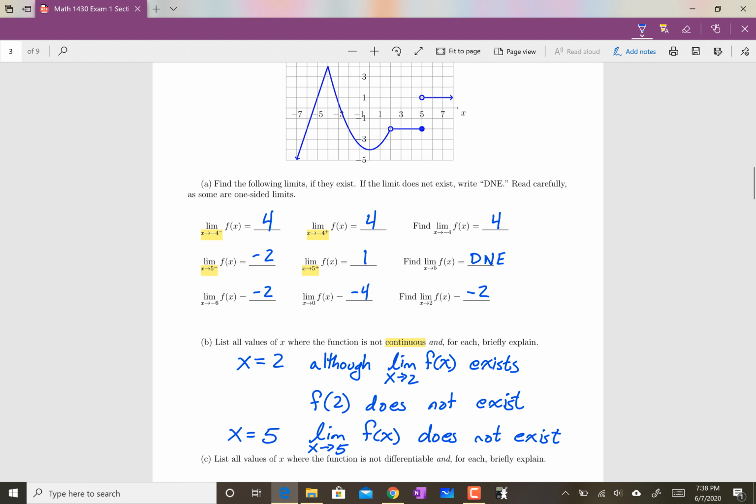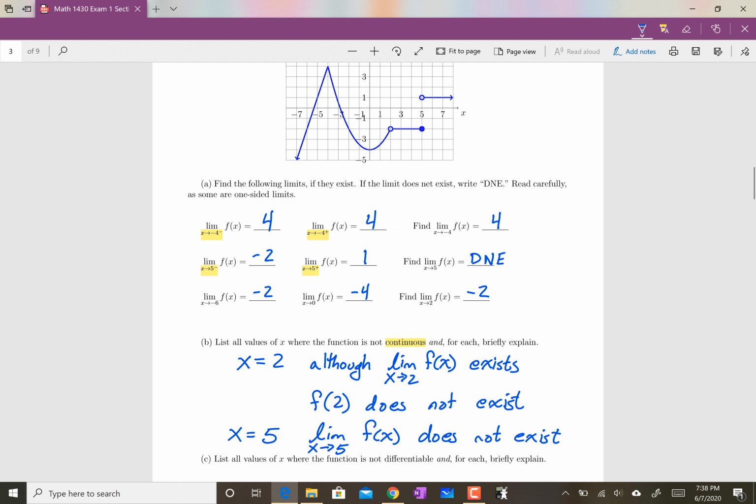The last part of this question, I'm going to have to move the graph out of our sight in a moment, so let's just read it to start with. List all values of x where the function is not differentiable, and for each, briefly explain. We know that a function is not differentiable for two different reasons. The first reason is that the function is not continuous. If it's not continuous, then it cannot be differentiable. So that will happen at x equals 2 and x equals 5. We just found that in part B.